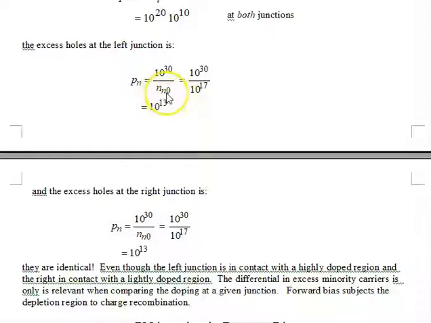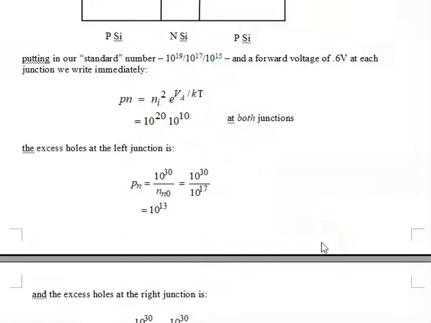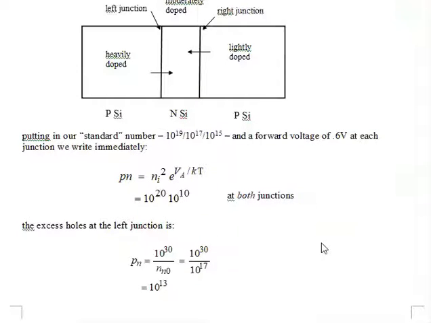Notice we have N0 in the base. At the left junction, we have N0, which is the equilibrium number of majority electrons in the base, also at the right junction. So we have exactly the same number of minority holes at the right junction as we do at the left junction. That is not intuitively obvious, but it's important. And that begs an interesting question.